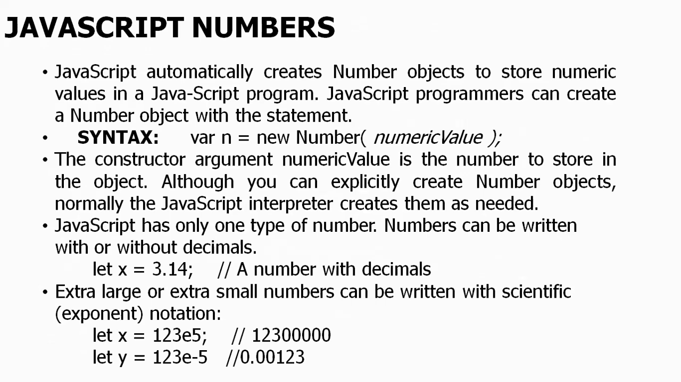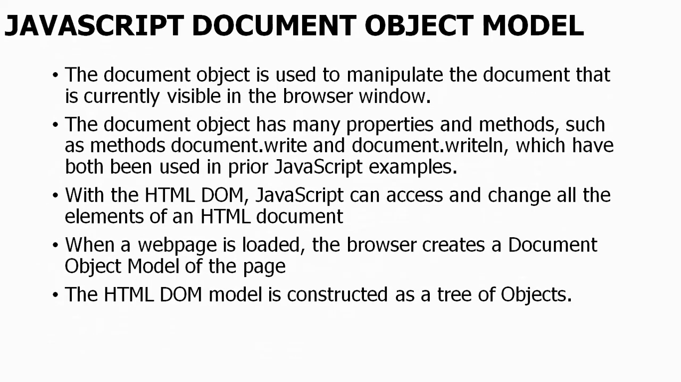We have discussed these in the previous class. Now we will discuss the document object model. The document object is used to manipulate the document that is currently visible in the browser window.